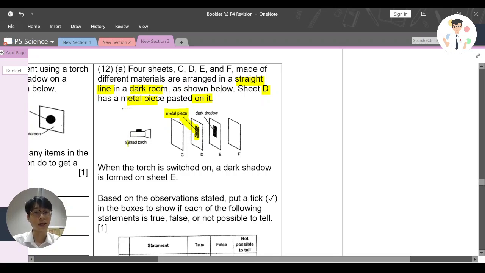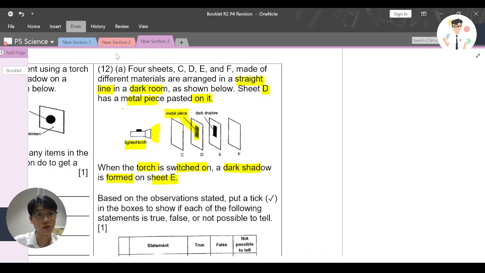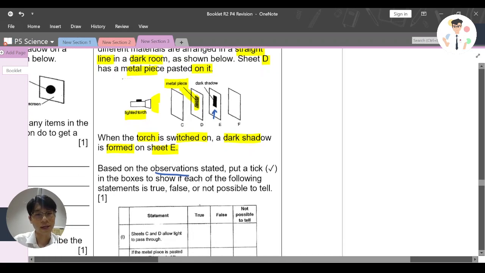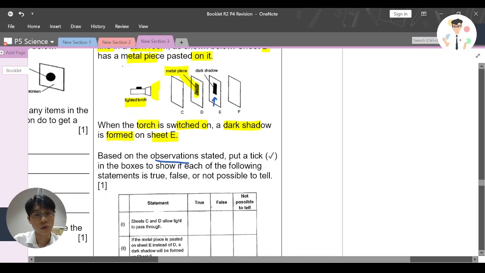Again, this is a lighted torch, meaning that the torch has light coming out. Now, when the torch is switched on, a dark shadow forms on sheet E. So you can see there's a shadow forming here. This is a shadow. Now, based on the observation stated, find whether the statement is true, false, or not possible to tell.